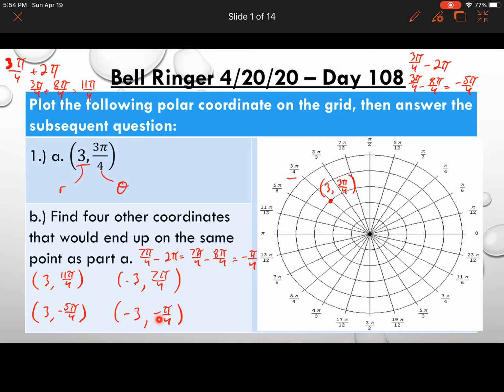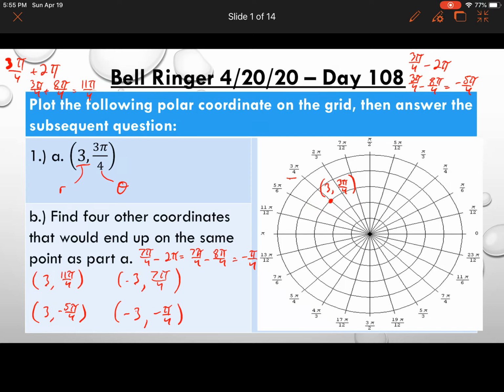And just a check to make sure that works. Negative pi over 4, this is where positive pi over 4 would be. So 1, 2, 3 spaces in the counterclockwise direction. So negative pi over 4 would be 1, 2, 3 spaces in the clockwise direction, which is exactly where we want it to be, because this would immediately take us to the other side. Since it's negative 3, it would be 1, 2, and 3, which is where we want it. So those would be our 4 other coordinates that would end up in the exact same spot on the grid.